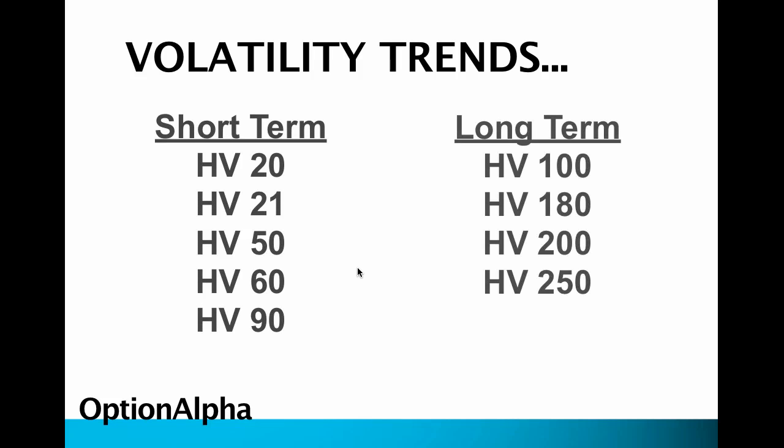With volatility, you can either have short or long-term trends. When you set your indicators to take a look at historical volatility, you can have short-term indicators that look at historical volatility over the last 20 trading days, 21, 50, 60, or even 90. Those are all considered short-term volatility indicators. When we talk about historical volatility over the long term, now we're into the 100, 180, 200, and 250 type of range. So again, those are the real differences between historical volatility for short term and for long term.